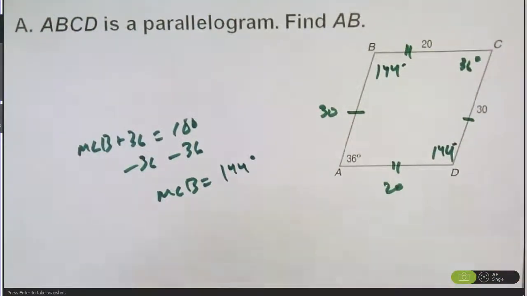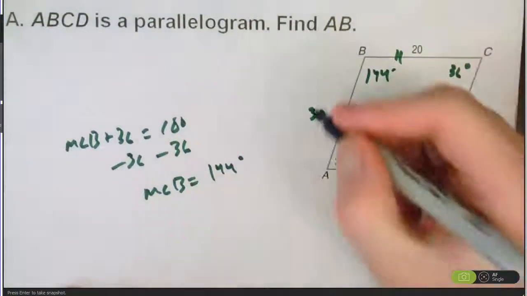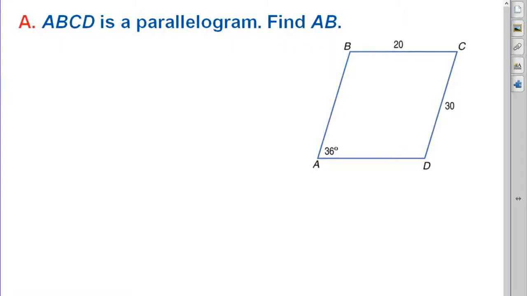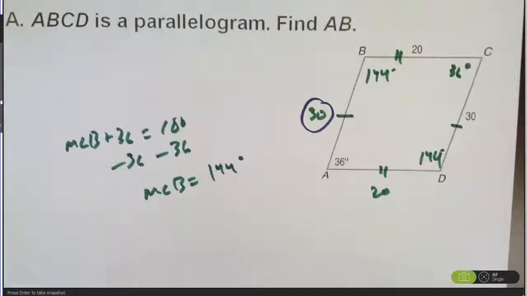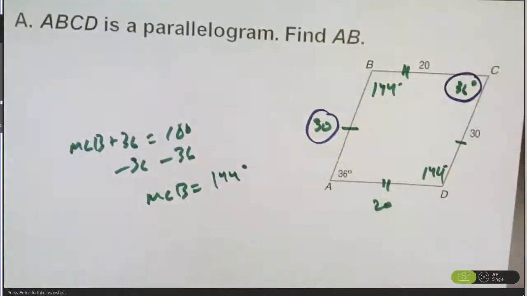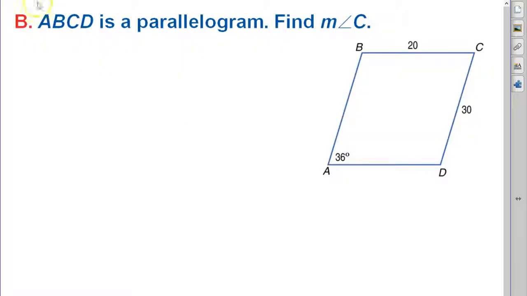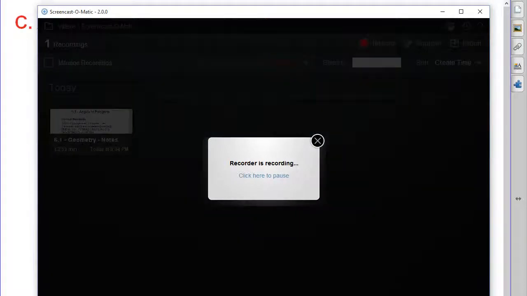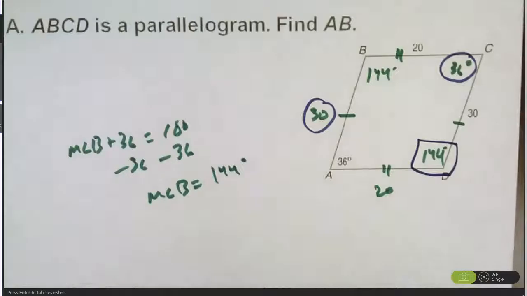So let's start answering questions. The first one is, what's the length of AB? Well, AB was 30. Okay. Next slide. Measure of angle C. Well, that's easy. Measure of angle C is 36 degrees. Okay. And then next, find the measure of angle D. Well, go back to the drawing. Oops, wrong button. Go back to the drawing. Measure of angle D is 144 degrees. So there we go.